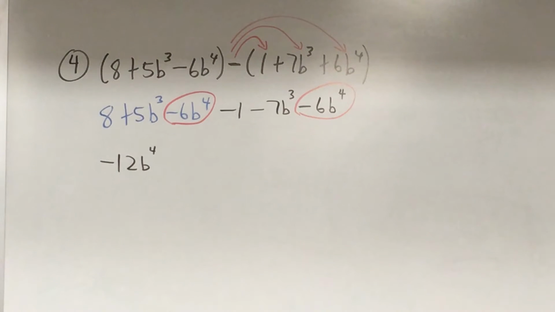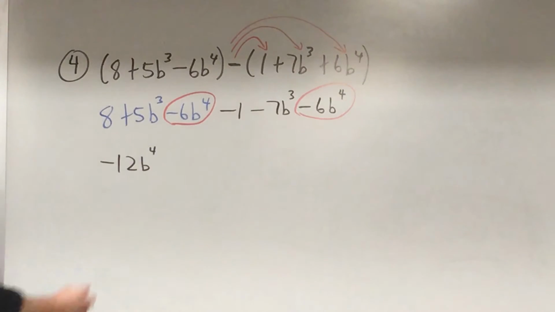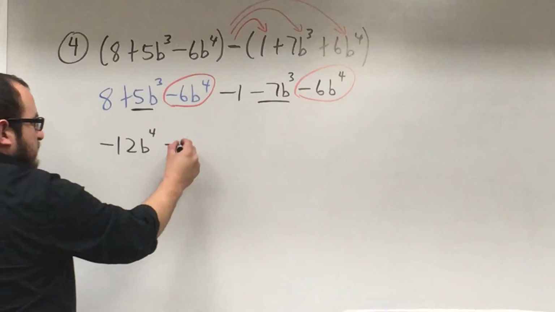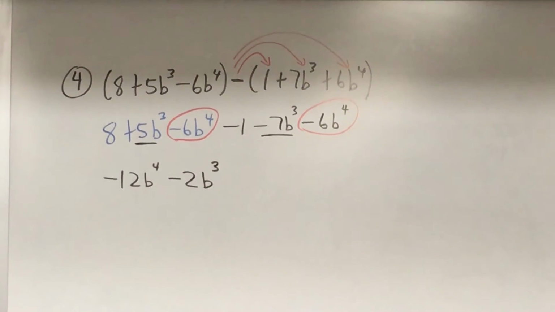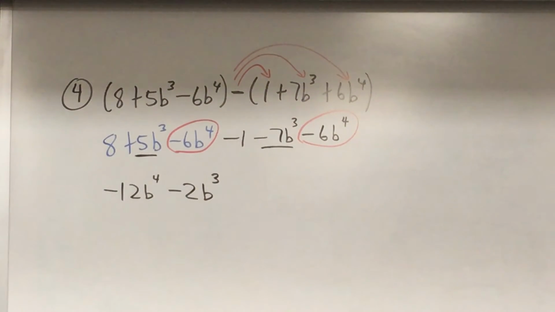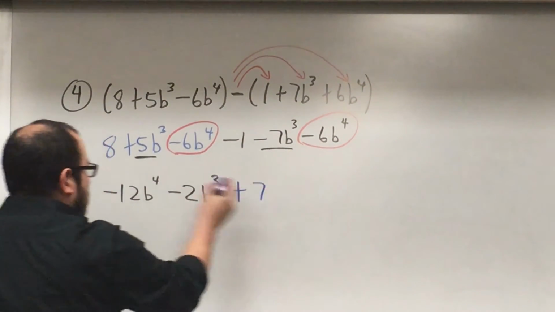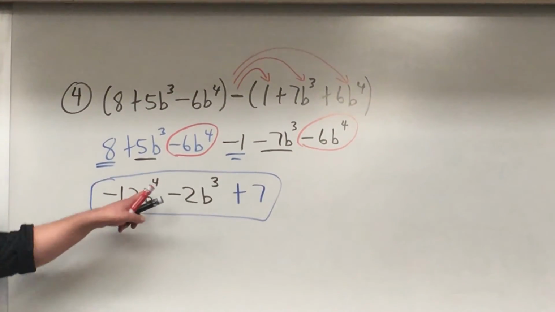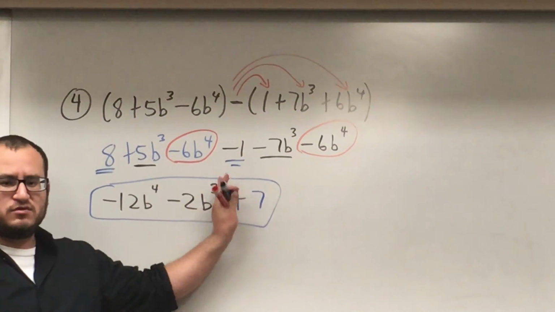Next, before 4 comes 3, and we do actually have a third degree term, which is here and here. So 5 minus 7 gives me negative 2b cubed. And there is no square power, there is no exponent of 2 or exponent of 1, but there are these numbers, so 8 minus 1 gives me positive 7. And I wrote my answer in standard form. If you notice, it's 4, 3, there is no 2, there is no 1, and then 0.